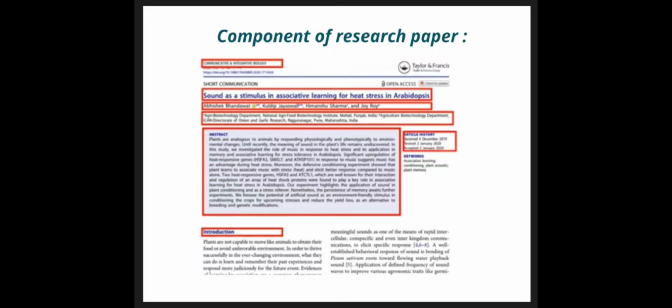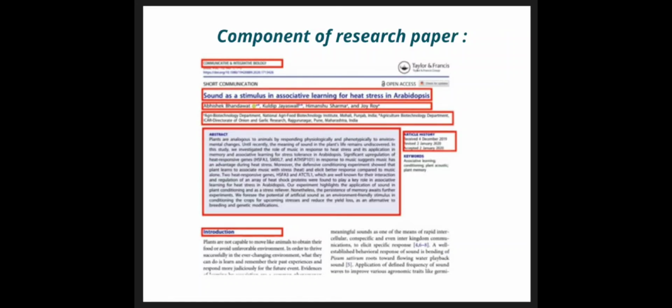First, the journal name in which it is published. Next, comes the publication date. Next is the title, usually a line or two that outlines what the paper is all about. Then comes the list of authors. All the researchers who have contributed to the current research paper are listed here.